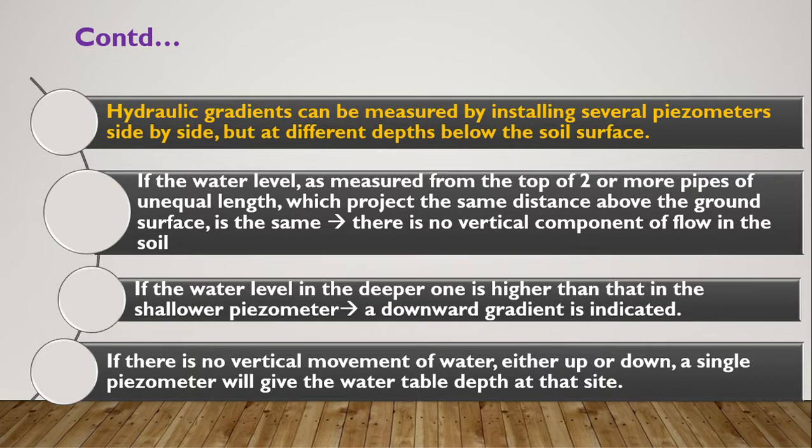Hydraulic gradients can be measured by installing several piezometers side by side but at different depths below the soil surface. So if a number of piezometers are placed side by side at different depths below the soil surface, they can be used to measure the hydraulic gradient. Hydraulic gradient means the slope by which groundwater is flowing. That is known as hydraulic gradient.